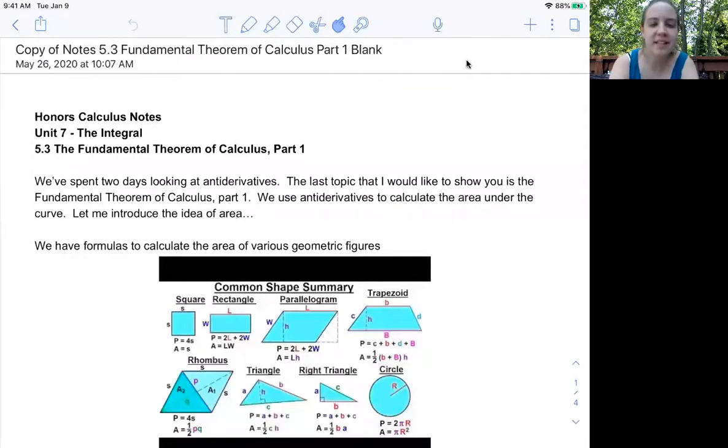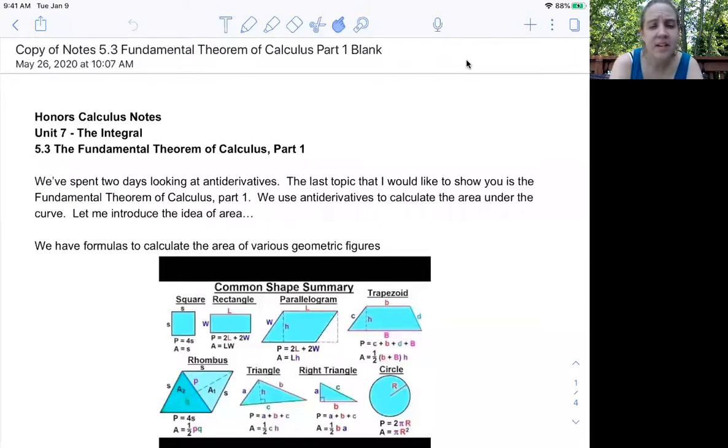So here we are. This is the last lesson that I would like to share with you, and that's the fundamental theorem of calculus, part one. I can't really feel good about giving you something called a calculus class without talking about the fundamental theorem of calculus. So we've spent several days looking at antiderivatives. The last topic I would like to show you is the fundamental theorem of calculus.